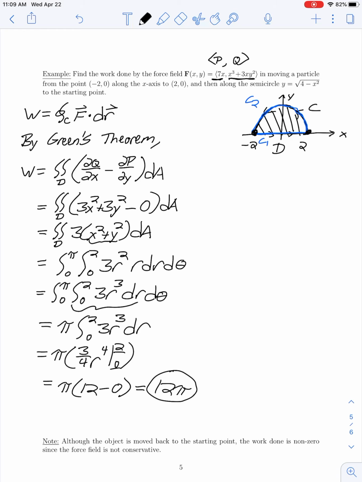So here we see that because these mixed partials, partial of Q with respect to x and P with respect to y, were not equal to each other, we did not have a conservative force field. So even though this is a closed path, the work done by that force field is non-zero, since this was not conservative. All right.